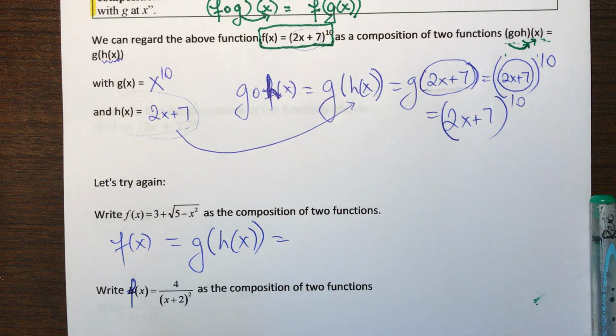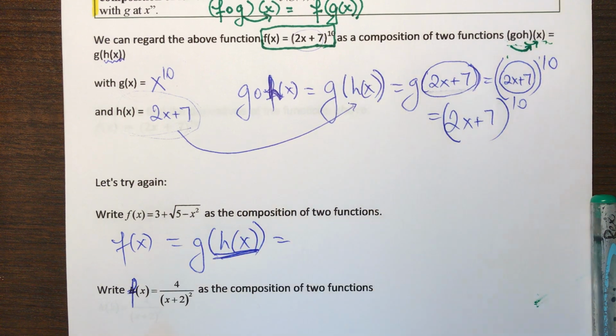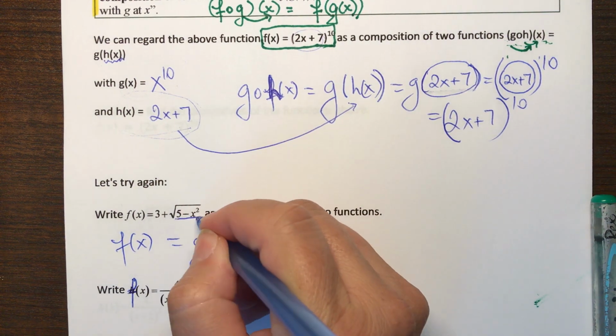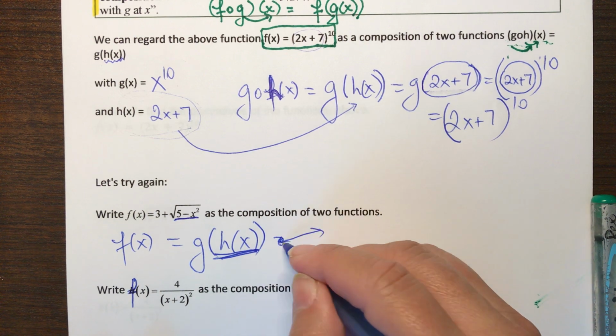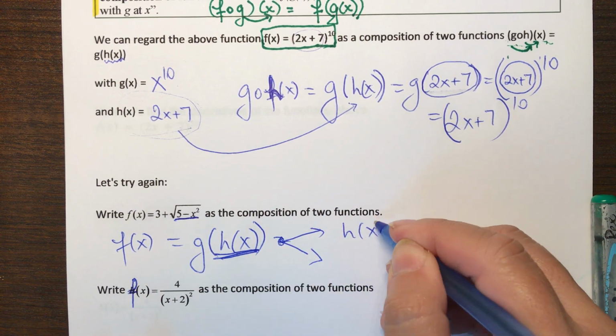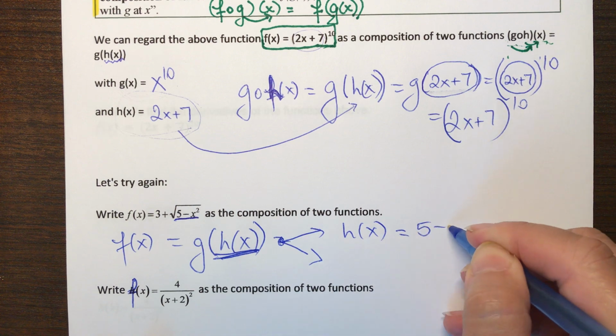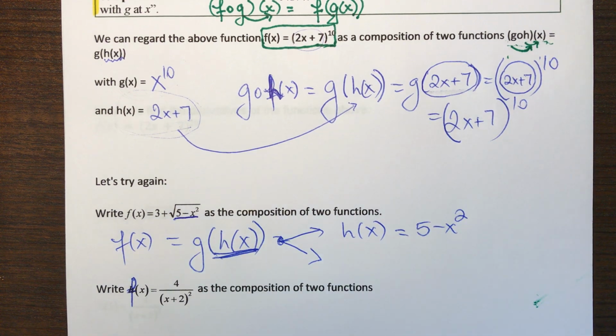What's on the inside? What's this h of x? Well, I could easily say that h of x is 5 minus x squared. That looks pretty simple, right? So that's the inside function.